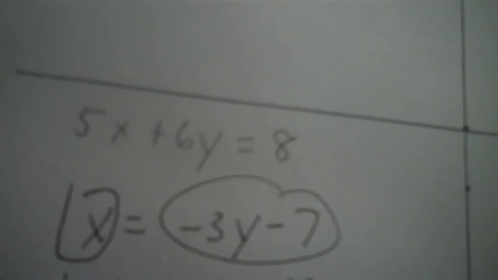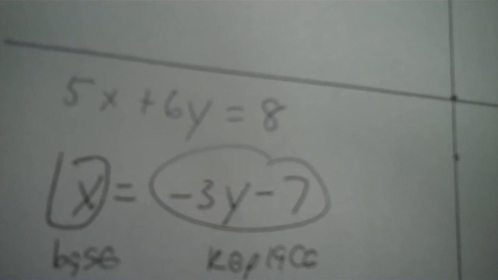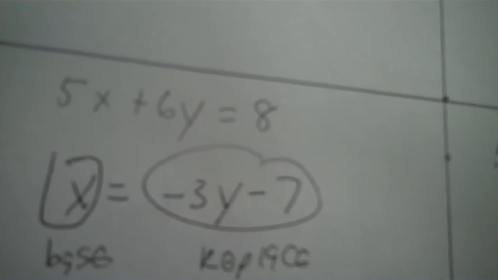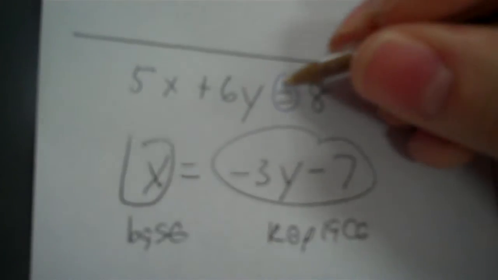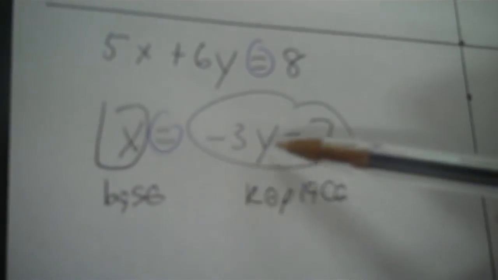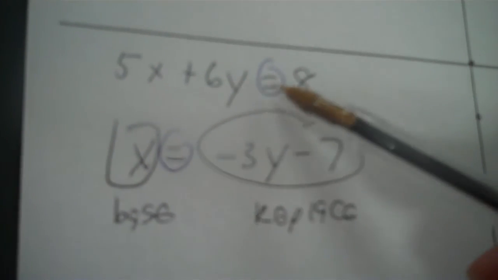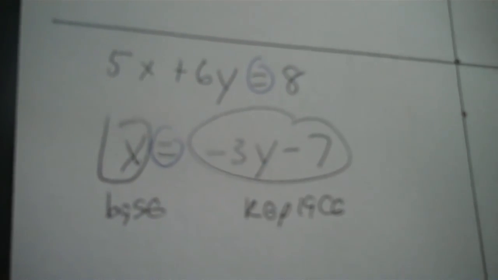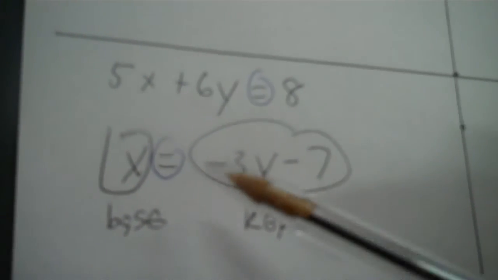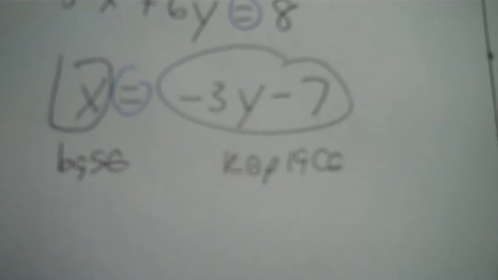Okay, next problem, 5x plus 3y equals 8, and then x equals negative 3y minus 7, okay? x is the letter by itself, that's the base, and then negative 3y minus 7 is the replace expression. So I write out the equation that doesn't have the base replace, the 5x plus 6y equals 8. Okay. Now x is the base. Okay. Negative 3y minus 7 is the replace.